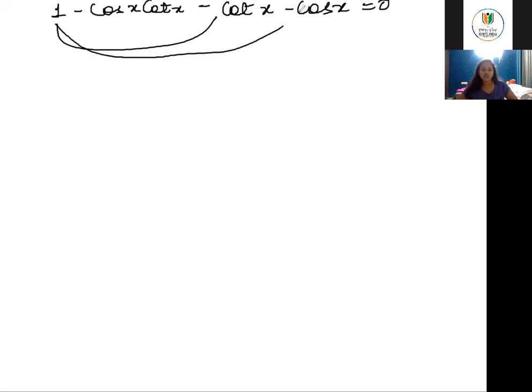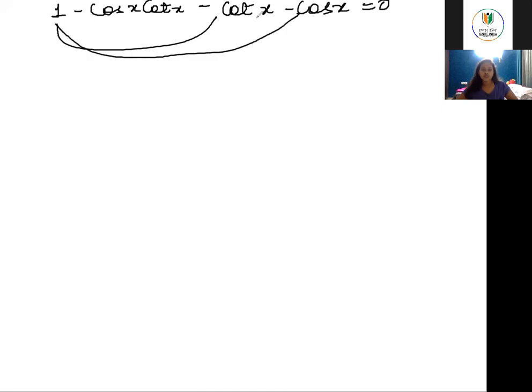Pi by 4. Yeah, n pi plus pi by 4 or 2n plus 1 pi. These are the two solutions. So what you can do is, you have here 1 minus cos x, cot x, minus cot x minus cos x is equal to 0. So what you can do is either club these two or these two.